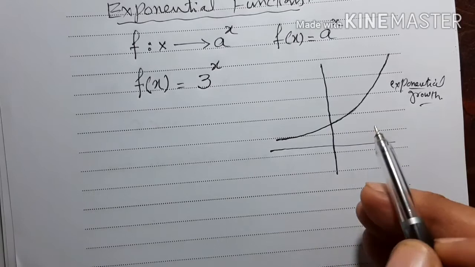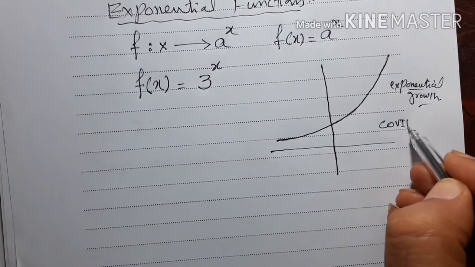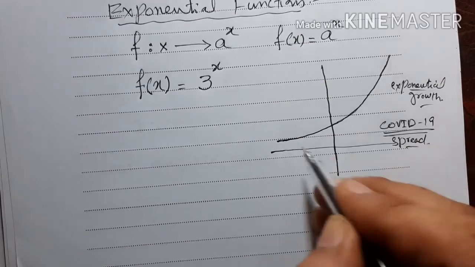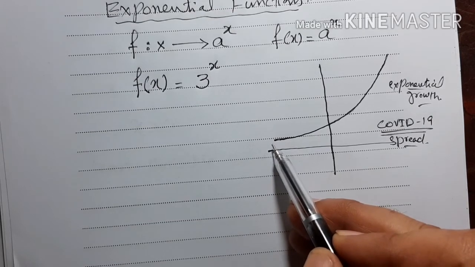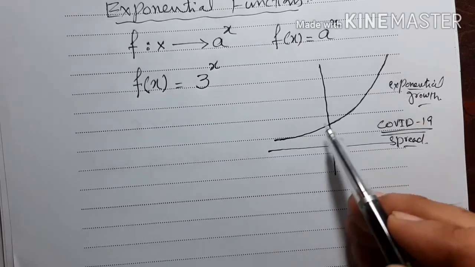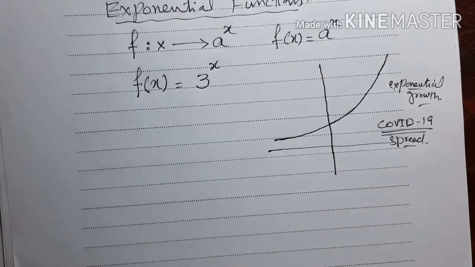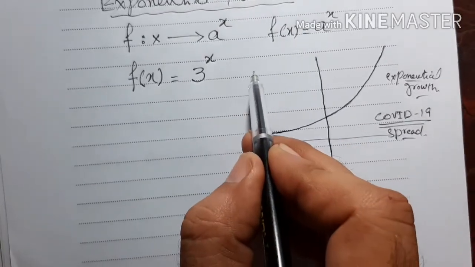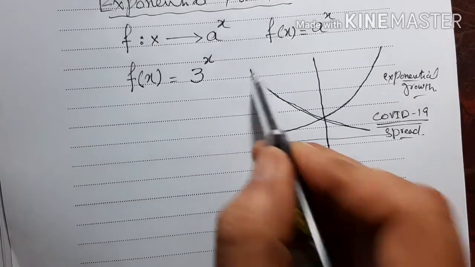If you want to connect this situation, today's situation of COVID-19 spread, this is the exact example of exponential growth, because at the start the virus spread was very low, but with the passage of time it is being multiplied and spreading at a very fast rate. So this exponential growth you can see in today's example.